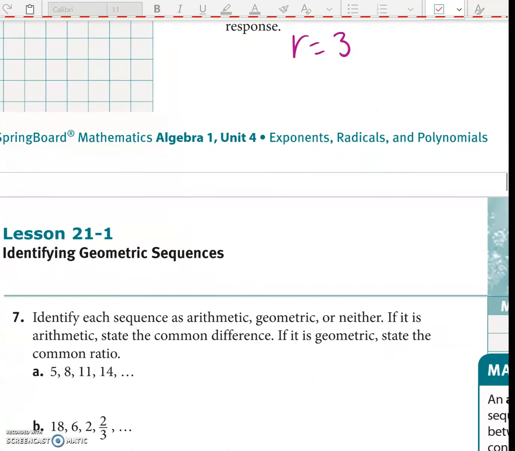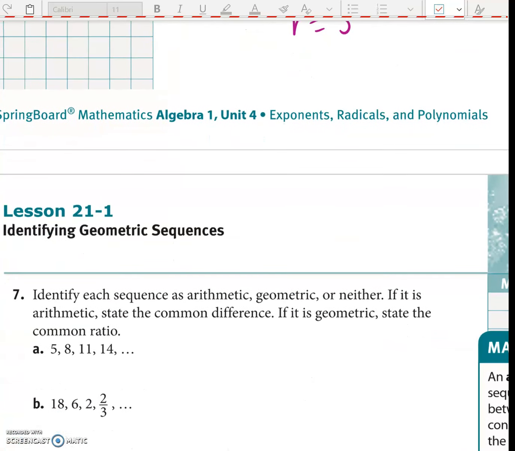The next section really just has you identify the difference between arithmetic and geometric. Remember, with arithmetic you add, with geometric you multiply, and then there's neither one of those things. Also remember, arithmetic adding can be adding a negative. Geometric can be multiplying by a fraction or a decimal as well. It doesn't have to be a whole number, or it can be a negative number.